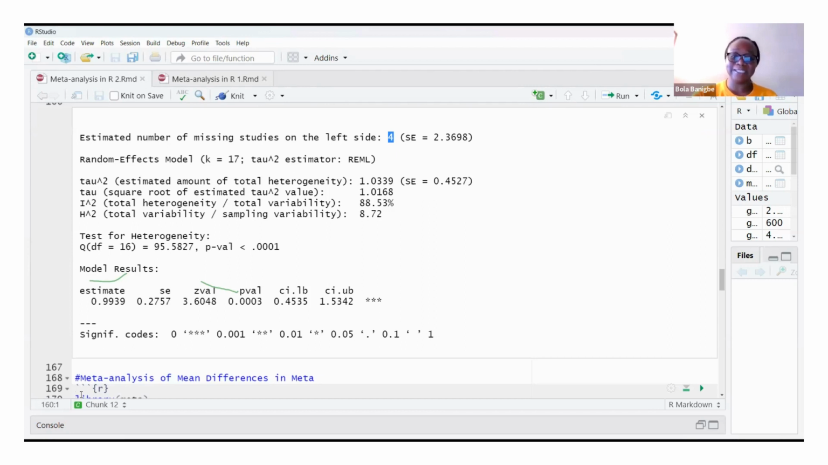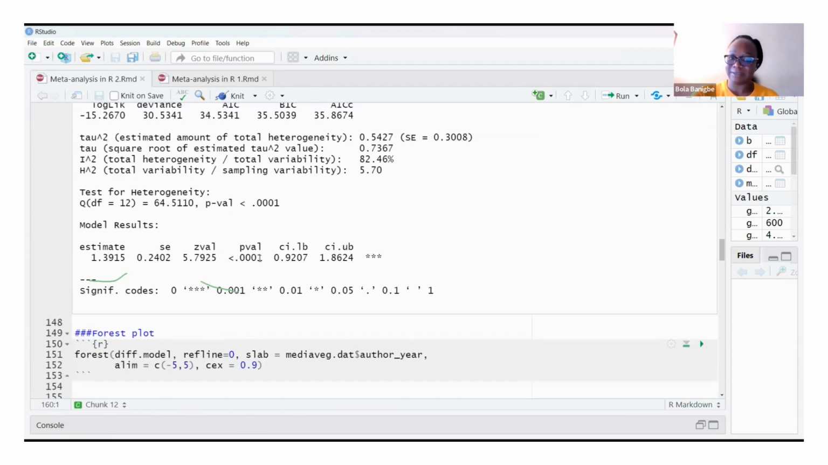But it's basically saying that if we somehow found those studies, the effect estimate will be lower. It will still be significant, right? The difference will still be significant, but the effect estimate will be lower. Does it make sense?